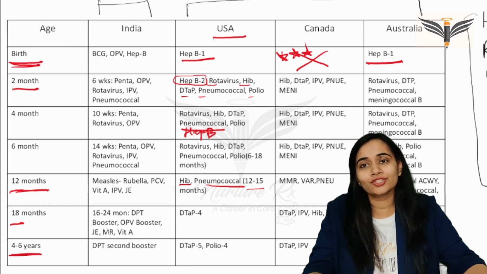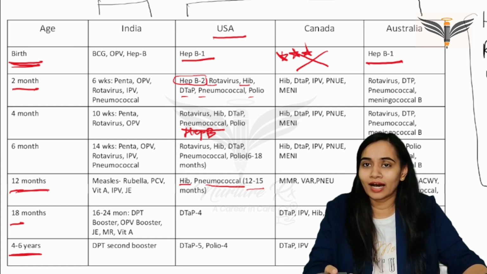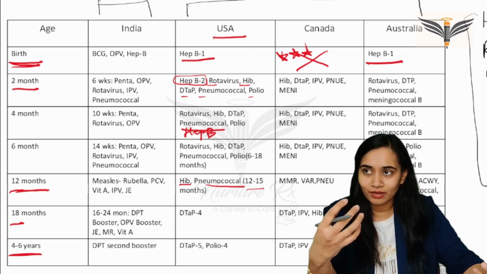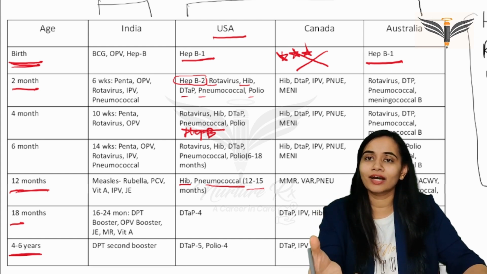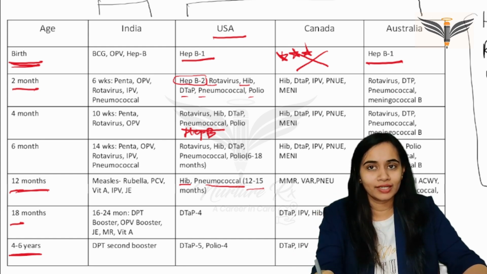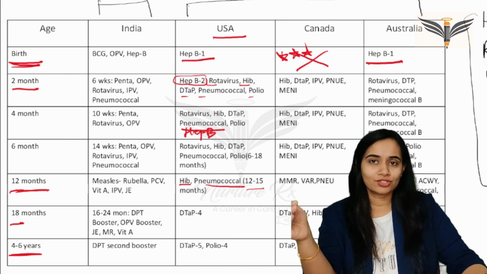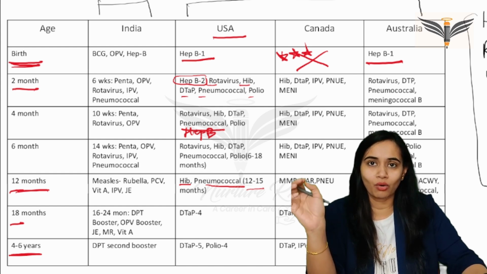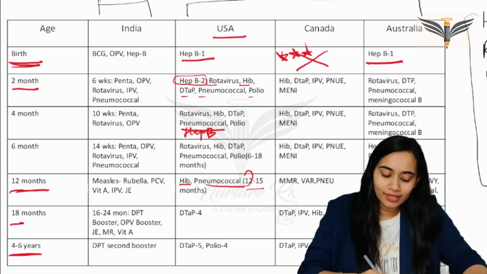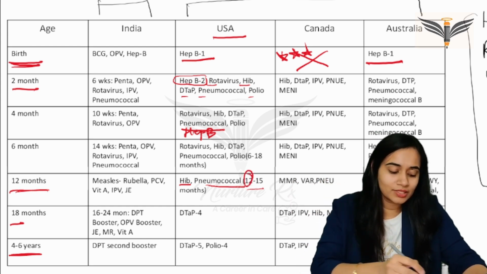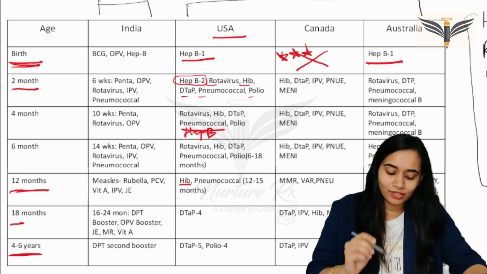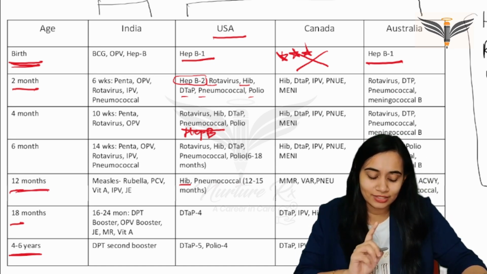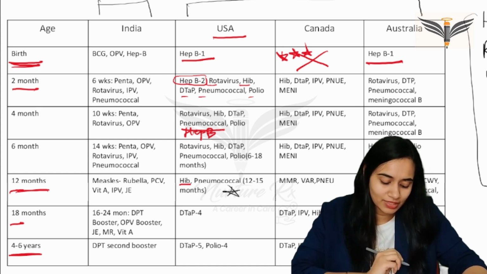What is the kind of question that will be asked? The question will be asked that a previously vaccinated child has come to your clinic and is of 14 months of age. So what is the vaccine that you are going to administer to him now? So it is not specifically 12 months. It is anywhere between 12 months to 15 months where you can give this pneumococcal vaccine. This you have to remember. I'll just make a star here.